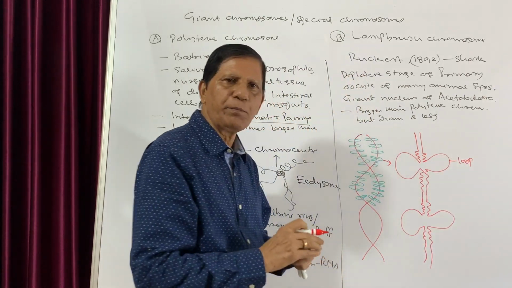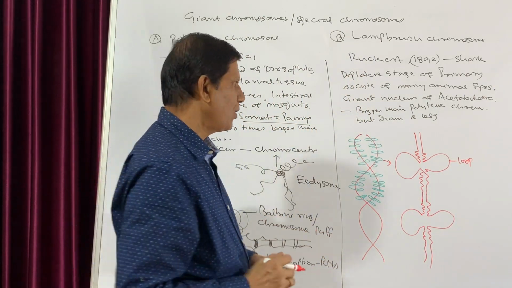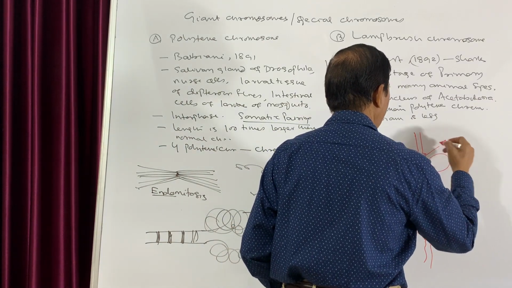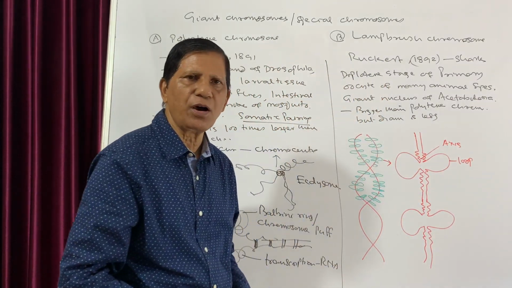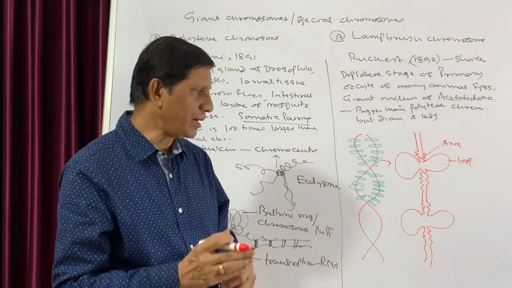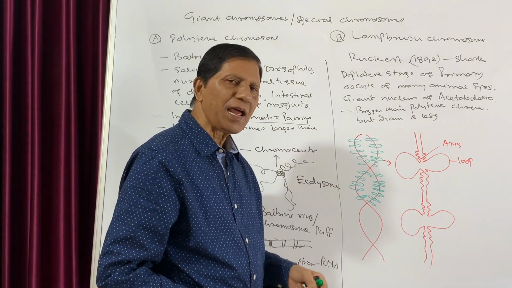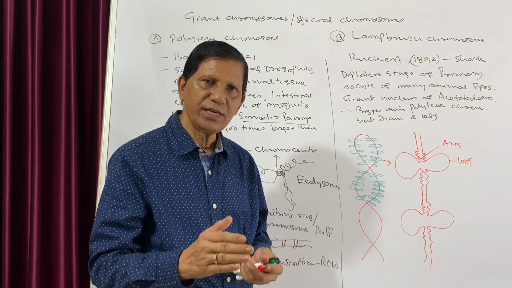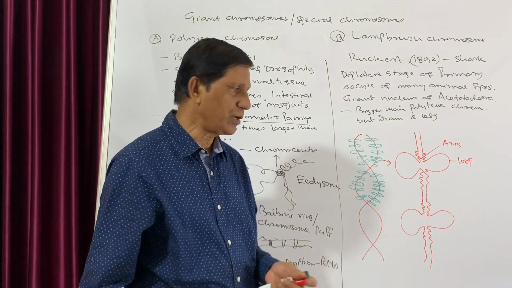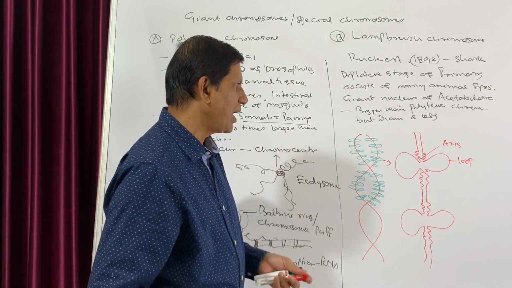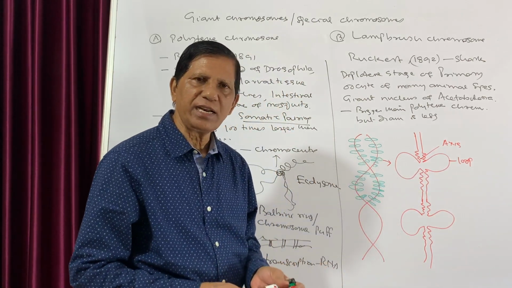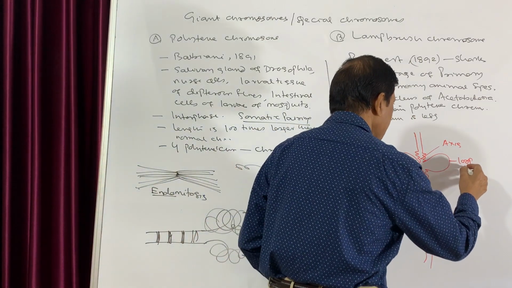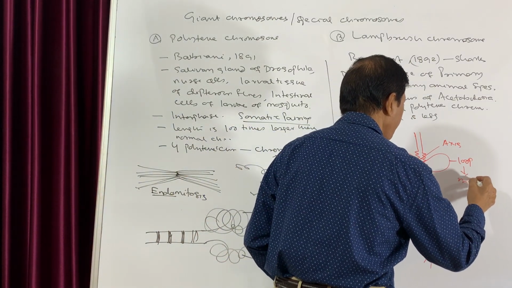where the DNA is completely unfolded, while this is the axis, and here the chromosomes are present in the folded manner. Now, why is it known as a lampbrush chromosome? Because it resembles the brush used in cleaning chimneys. That is why it is known as a lampbrush chromosome. And in the loop portion, since the DNA is completely unfolded, at this portion there is a synthesis of mRNA.